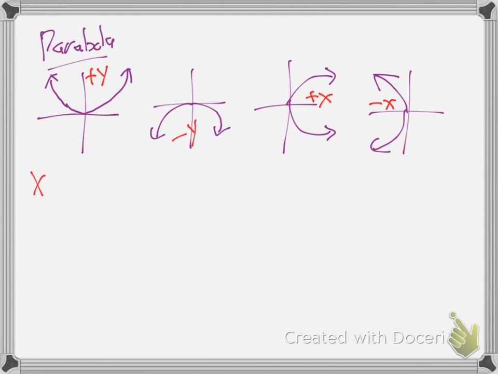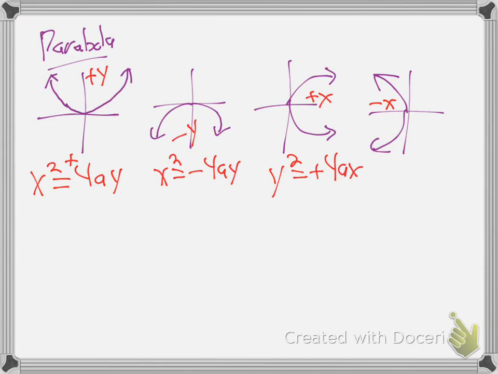What do I mean? I mean the equation setup, the model, the template, is x squared equals 4ay. It's positive 4ay for the first one. For the second one, it's negative 4ay. For the third one, it's y squared equals positive 4ax, and for the fourth one, it's y squared equals minus 4ax.